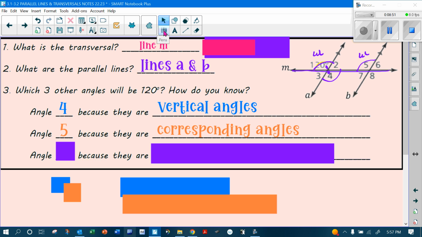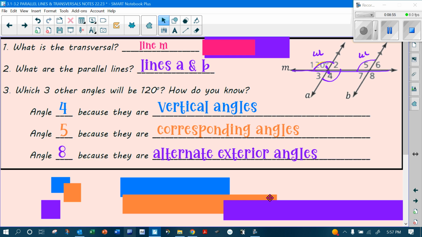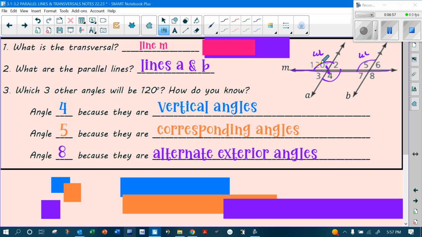All right, and then the last one is going to be angle 8, and it's alternate exterior. So I'm going back to this angle right here. If this angle is 120, then if I hop across and stay on the outside, this one's also 120. So 4, 5, and 8 are all 120 degrees because they have a relationship with this angle right here. So I can have multiple relationships between angles.